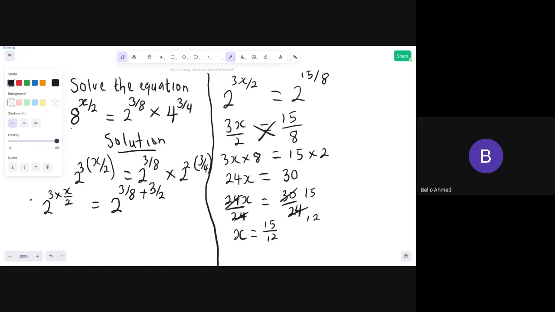But it seems something can still divide them. Well, 3 can go in 15 and 3 can go in 12. So 3 in 15 is 5, and 3 in 12 is 4. So I'll say finally that my x equals 5 over 4. And that is the solution to this problem. Thank you.